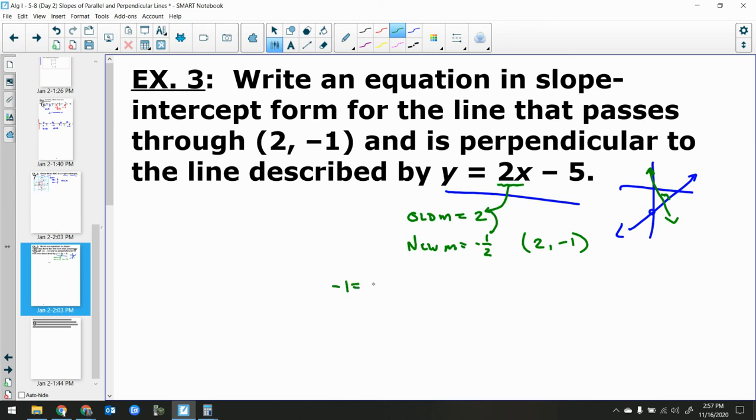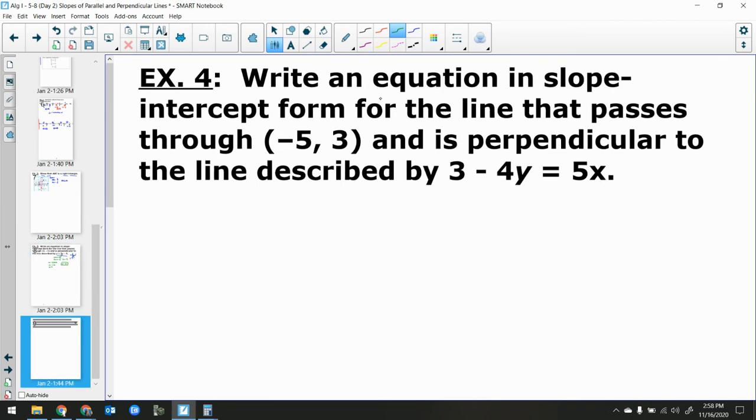So let's plug it in. y equals mx plus b. Negative 1 is equal to negative 1 plus b. Then we add the 1 over to the other side. 0 is equal to b. So y is equal to negative 1/2 x plus 0, or just negative 1/2 x. Do you see here, I graphed that pretty good. The y-intercept is 0 right there. I feel good about that. Okay, so pause and try this one on your own.